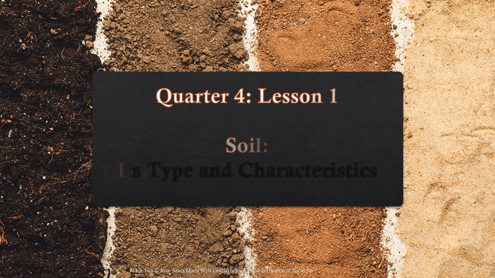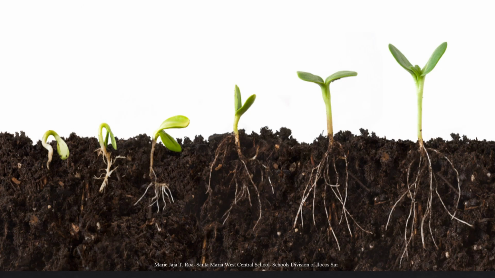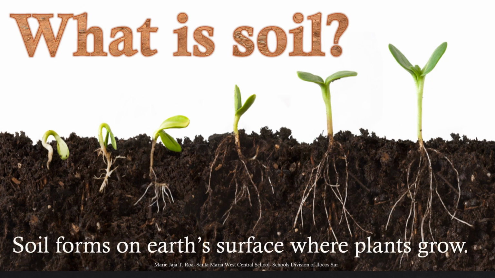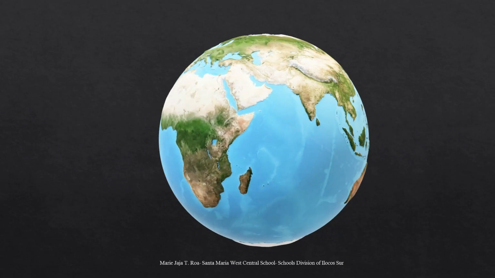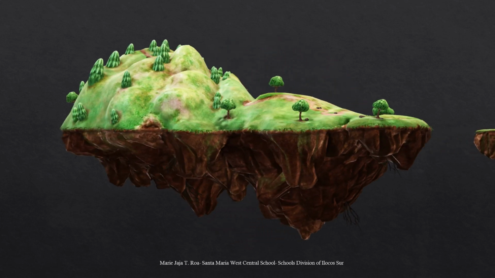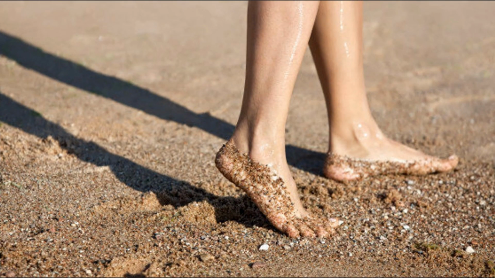Good day, class! In this video lesson, you are going to learn about soil types and its characteristics. What comes to your mind when you hear the word soil? So what do you think is soil? Soil forms on Earth's surface when a plant grows. Soil is everywhere. Wherever you go on Earth, soil will always be beneath your feet.